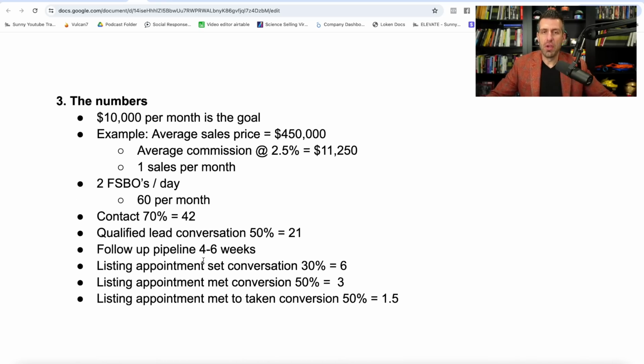So if the goal is to make $10,000 per month, okay, as an example, let's just pretend that your average sales price in your market is $450,000.